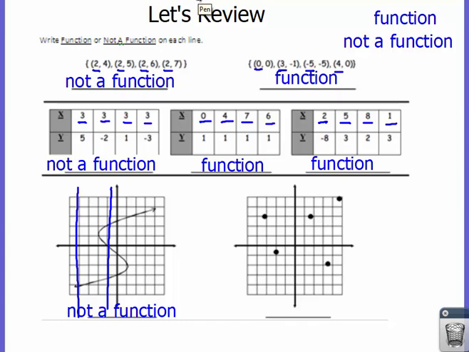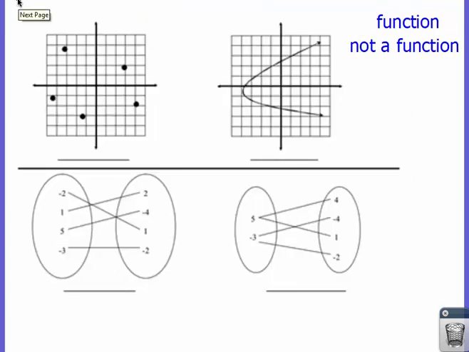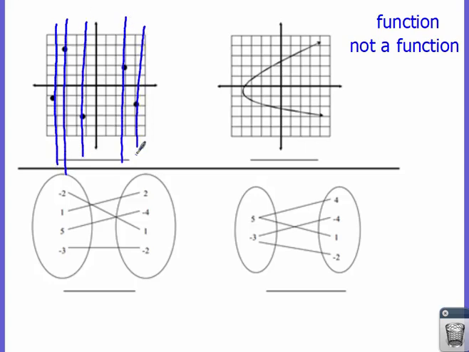Now if I have a series of points graphed, then it's just a vertical line drawn through each one of those points. If it hits more than one point, then it would not be a function. This one, however, each line is unique, so this one is a function. So what about this next one here? Well, if I draw vertical lines down these points, every one of them only hits one point, so this one is a function.